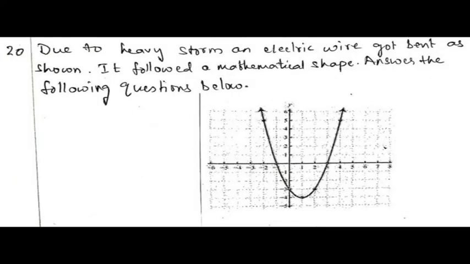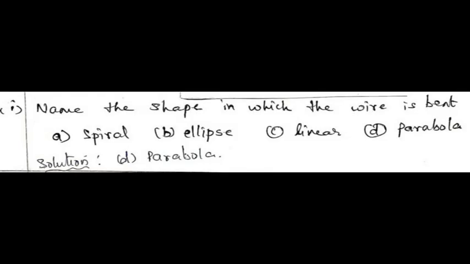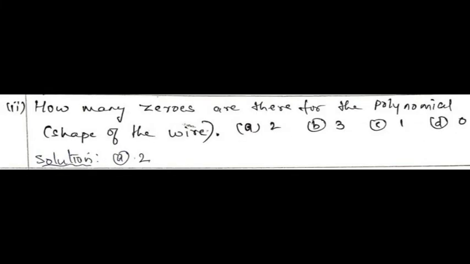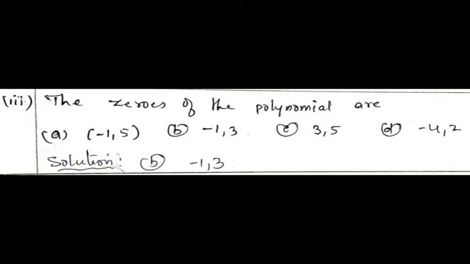Question 20. Due to heavy storm, an electric wire got bent as shown in the figure. It followed a mathematical shape. Answer the following questions below. Name the shape in which the wire is bent. The answer is parabola. How many zeros are there? You see that parabola touches the x-axis in 2 points, -1 and 3, and therefore the answer is 2. Zeros of the polynomial, what are they? -1 and 3.